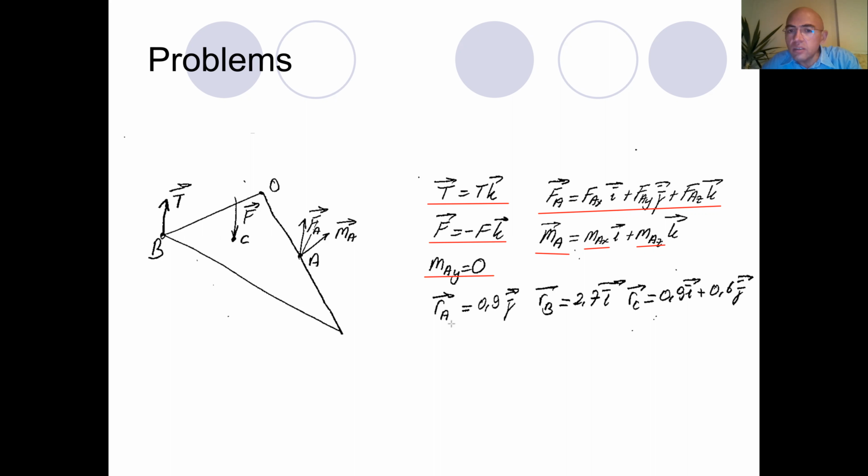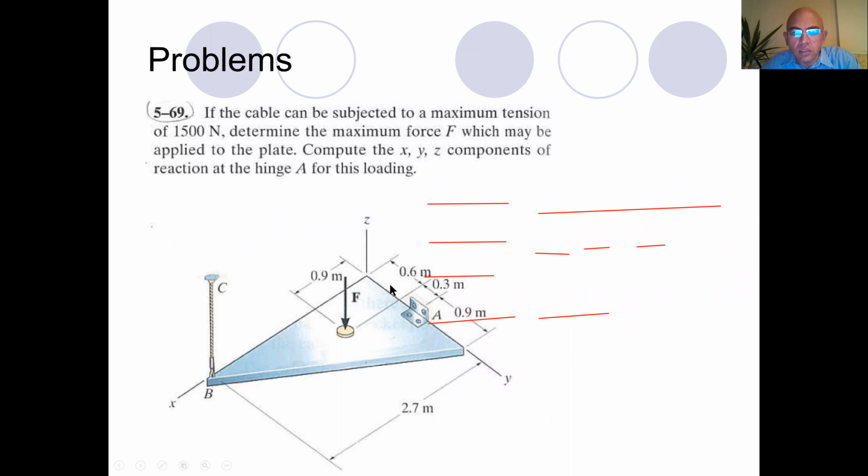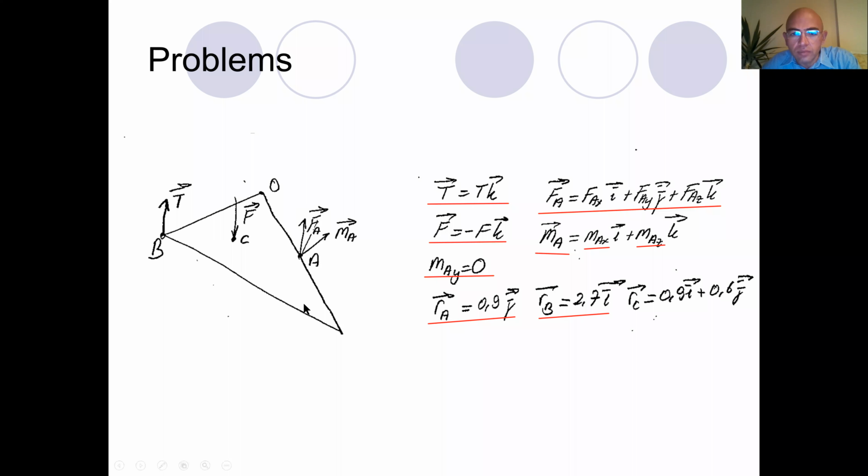Now let us write the position vectors. Beginning from A, Ra has a position vector of 0.9 j vector, so it lies on the y-axis. Rb is 2.7 i vector, it lies on the x-axis. And the force is located at C, so Rc is 0.9 i vector and 0.9 j vector. Let's check it. Yes, it is 0.6 j vector and 0.9 i vector.